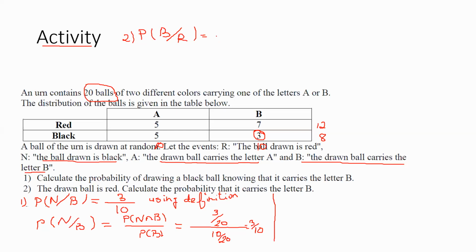Now if we use the definition, here the total will be the red balls. How many red balls do we have? 12. How many of them carry the letter B? 7. This is the definition.